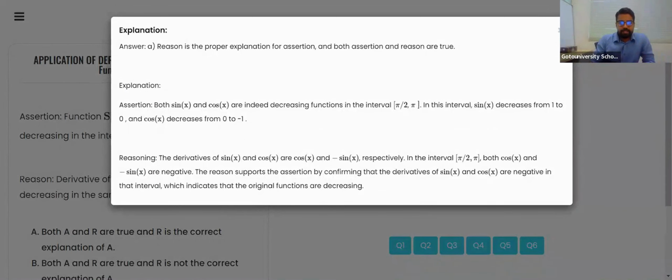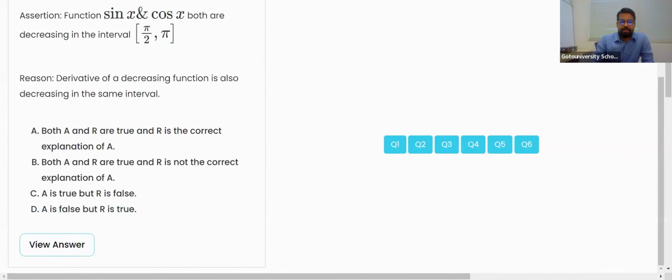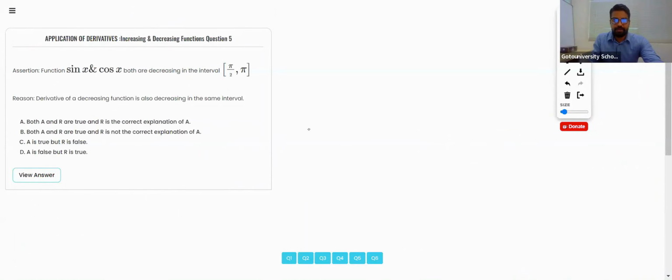The derivatives of sin x and cos x are cos x and minus sin x respectively in the interval pi by 2 to pi, and both cos x and minus sin x are negative. So the reason supports the assertion by confirming that the derivatives of sin x and cos x are negative in the interval. That means whatever the reason is giving is supporting the assertion. The reason is a proper explanation of the assertion. That means we can remember this part: the derivative of a decreasing function is also decreasing in the same interval. Yes, in this particular situation, it's correct. It cannot be taken as a general rule. In this case, it is happening. That's why it is still true.